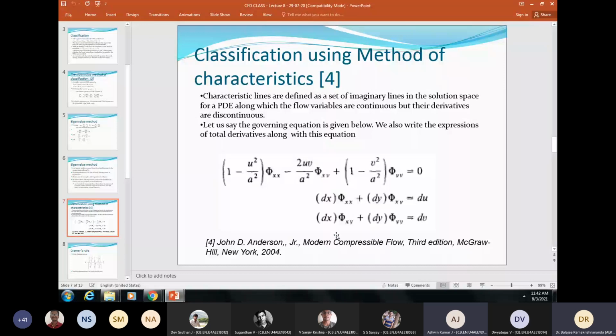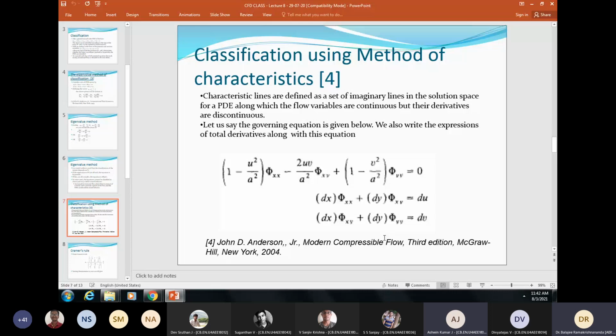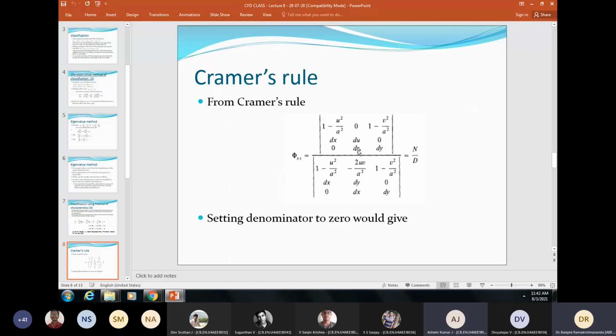See, this first numerator matrix is what I was talking about. You want phi xy. In the denominator, you have the whole matrix, which is multiplying the unknowns. In the numerator, you replace, for example, since you want phi xy, this middle column by the right hand side, 0, du, dv. If you do this, you will get the expression for phi xy.